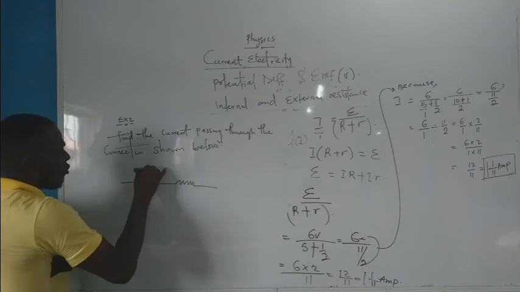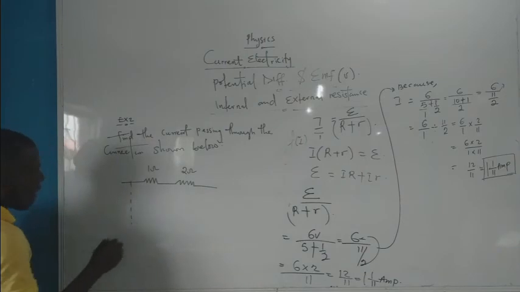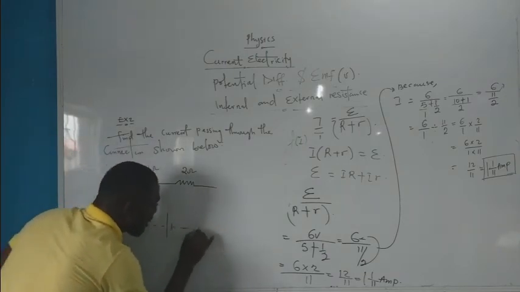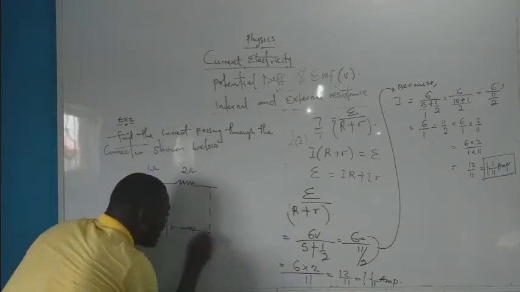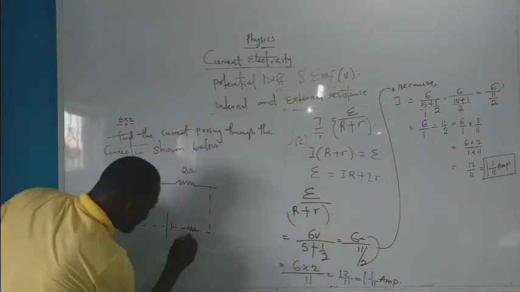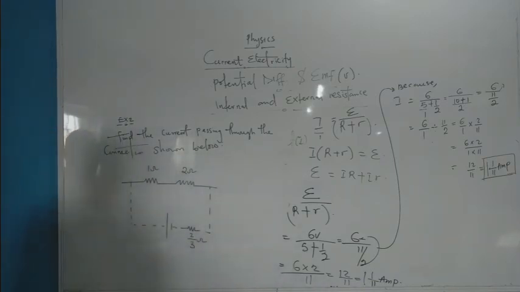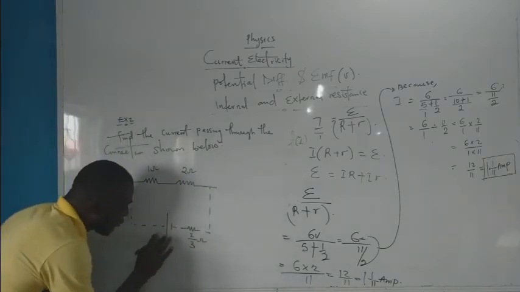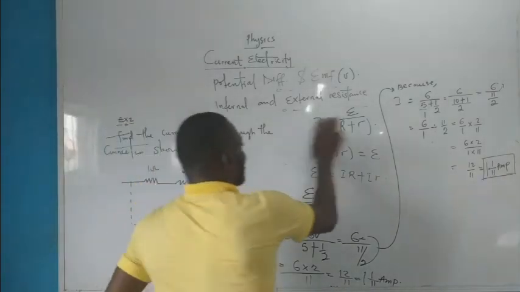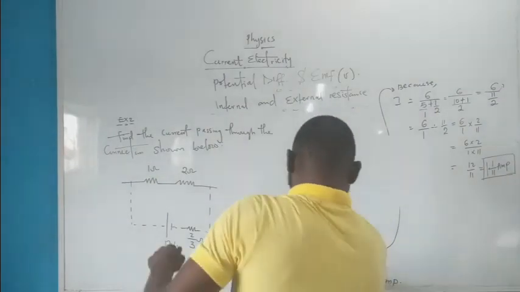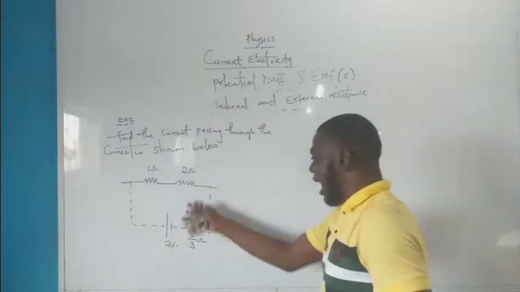Then we have this to be 1 ohm. We have 2 ohms, connected. We have this, right? This is 2 upon 3 ohms. Okay, and this is 12 volts. You can pause the video and try it.